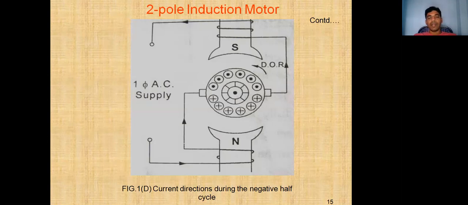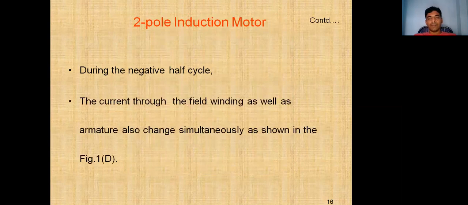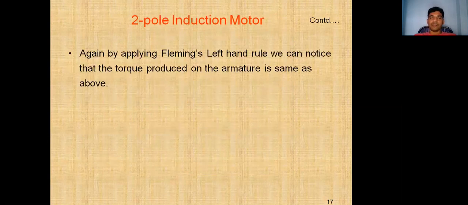Current direction during negative half cycle. During the negative half cycle, the current through the field winding as well as the armature also changes simultaneously, as shown in the figure.